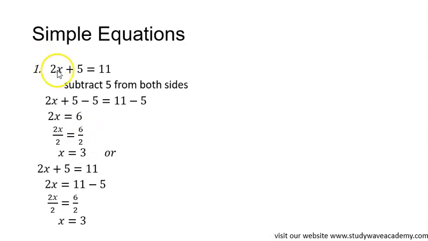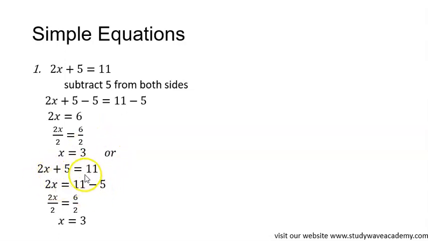So if you input x into this place, you are going to see that this answer is correct. Do you understand? 2 times 3 is going to give you 6. 6 plus 5 is going to give you 11. So you can see that we got the correct answer. If you don't want to use this long method, you use this process.